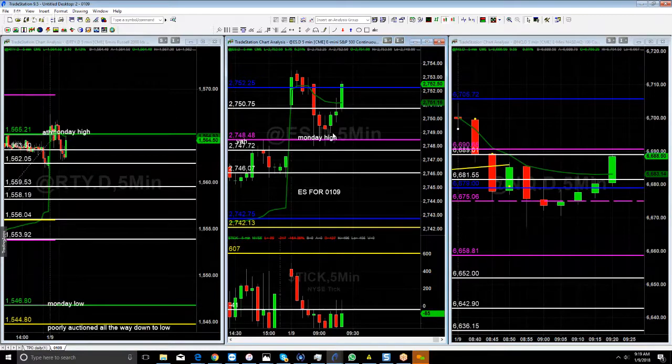I'm pretty close to being done with TradeStation at this point. This is pretty awful, particularly compared with Sierra Chart.